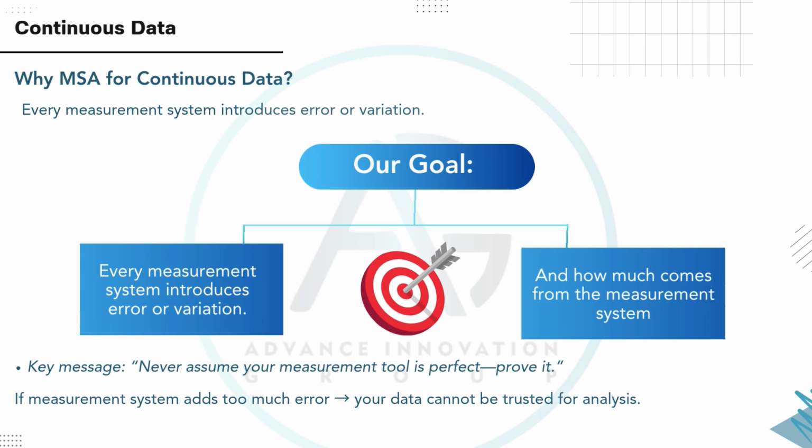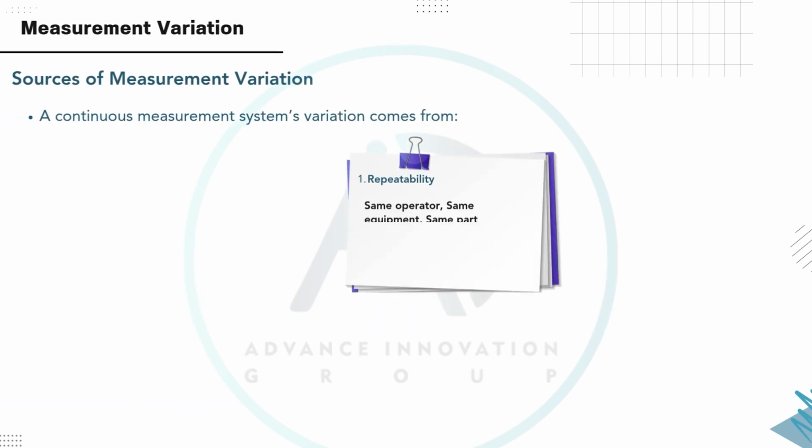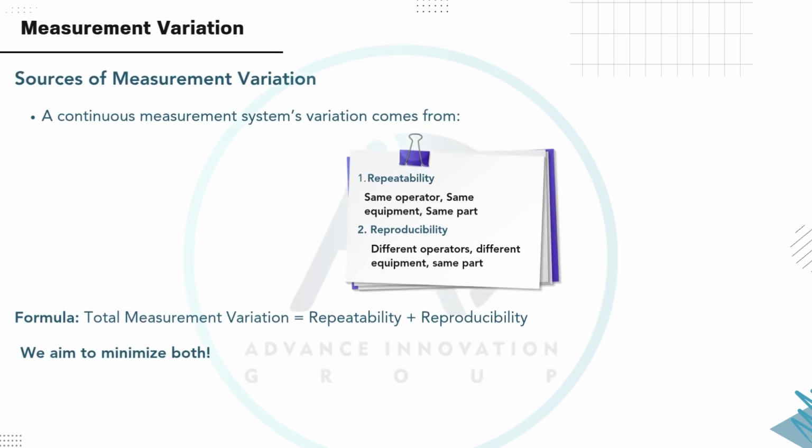Here's the key message I want you to take away. Never assume your measurement tool is perfect. Prove it. Because if you don't, and your system adds too much variation, you risk making the wrong decisions based on flawed data. Let's talk about measurement variation, which is a critical concept in quality management and process control.